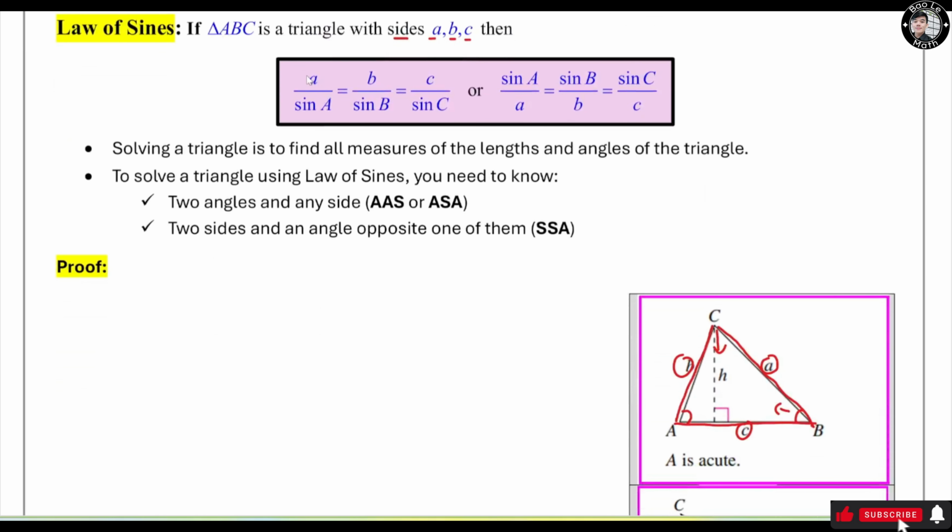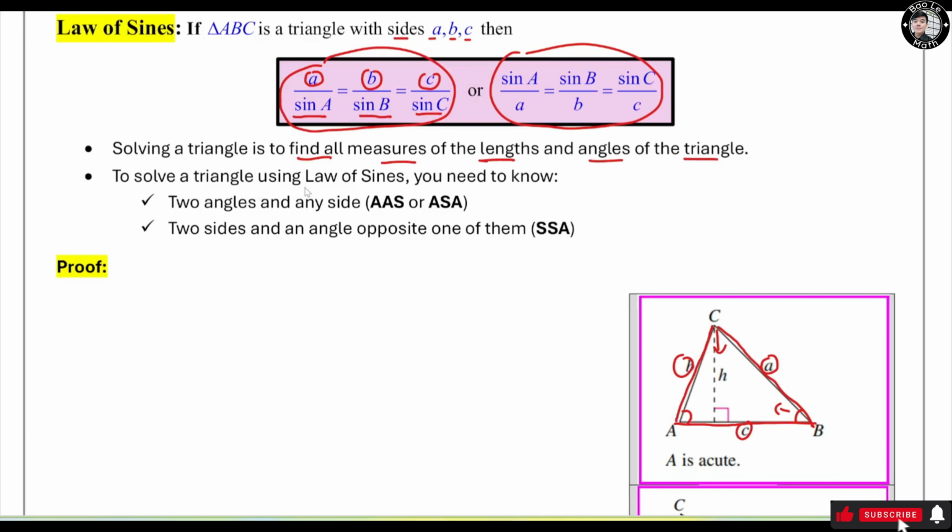Then we have a over sine A equals b over sine B equals c over sine C. If you take the reciprocal of this, you will get the new one right here, and they're both exactly the same thing, right? Now, solving a triangle is to find all measures of the lengths and angles of the triangle.